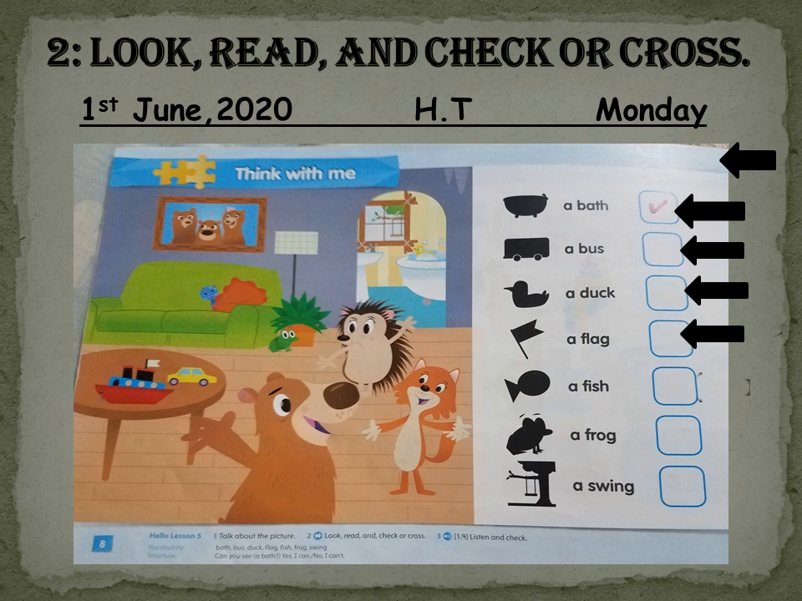Next one is a fish. This is the picture of a fish. They are asking you, can you see any fish in this picture? I can't. There is no fish. So make a cross in the box. One more thing. Did you notice?